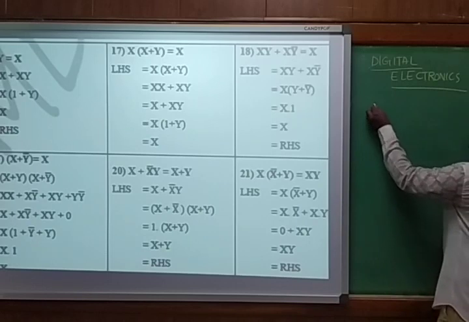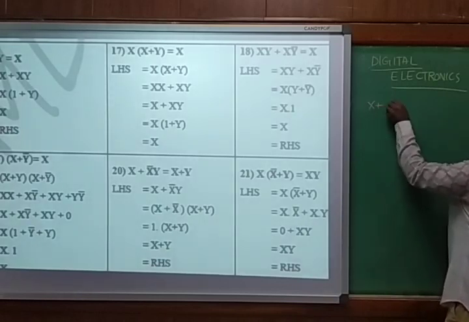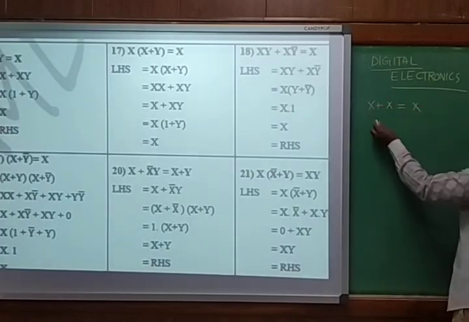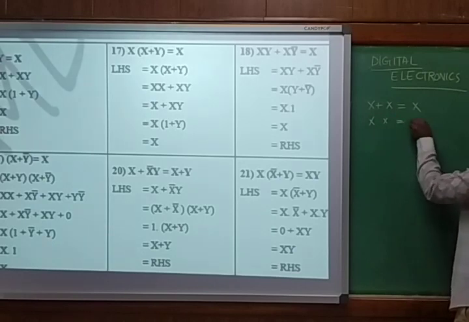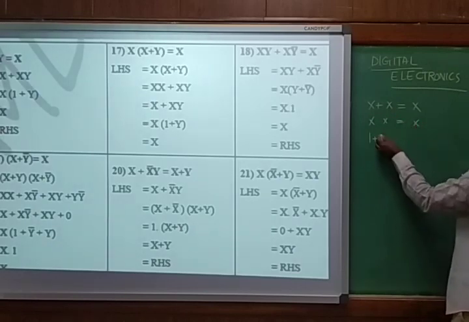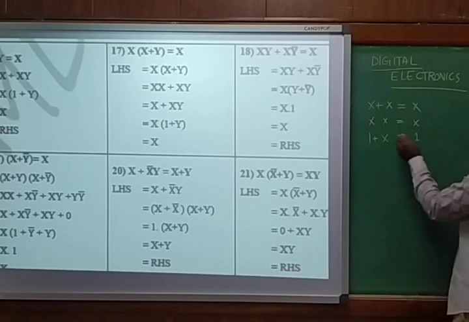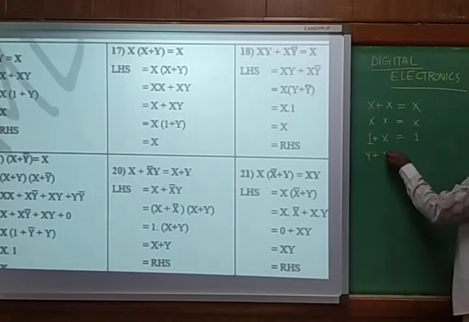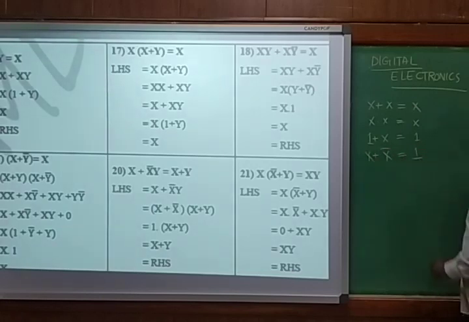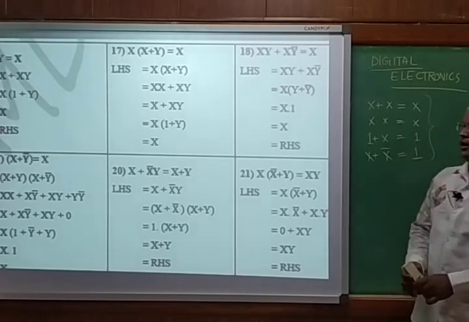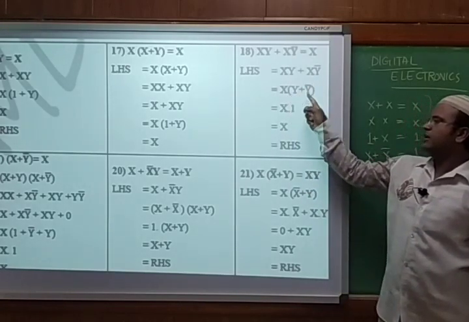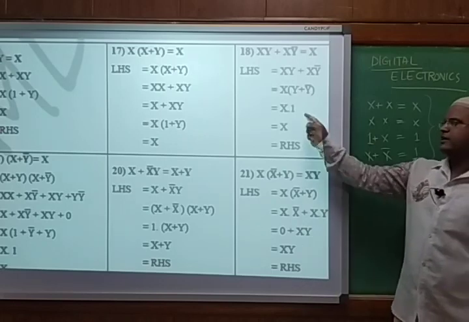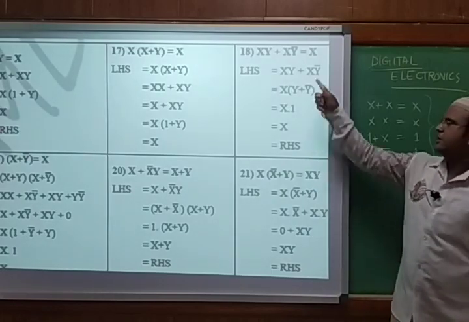So we have the formulas. What is the first formula we have? X plus x is x. X into x, again it is x. If you have 1 plus x, it becomes 1. Likewise, we have y plus y bar or x plus x bar, which equals again 1. So by applying all these Boolean laws, we take x common, we are left with y plus y bar, so we got 1. So this is nothing but your right hand side.